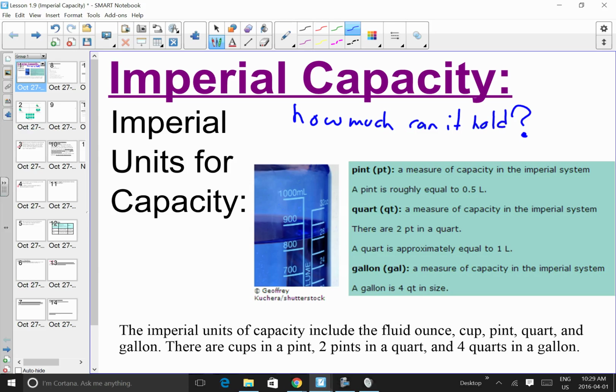So in the imperial units, we have some pretty standard ones. The bigger unit, I'll start at the bottom, is a gallon, and a gallon is 4 quarts. A quart is about equal to a liter, so it's approximately a liter, and there are 2 pints in a quart. And a pint is roughly half a liter, just so you can compare that with some units you already know. So a good referent for a gallon, actually I have some on the next slide here.